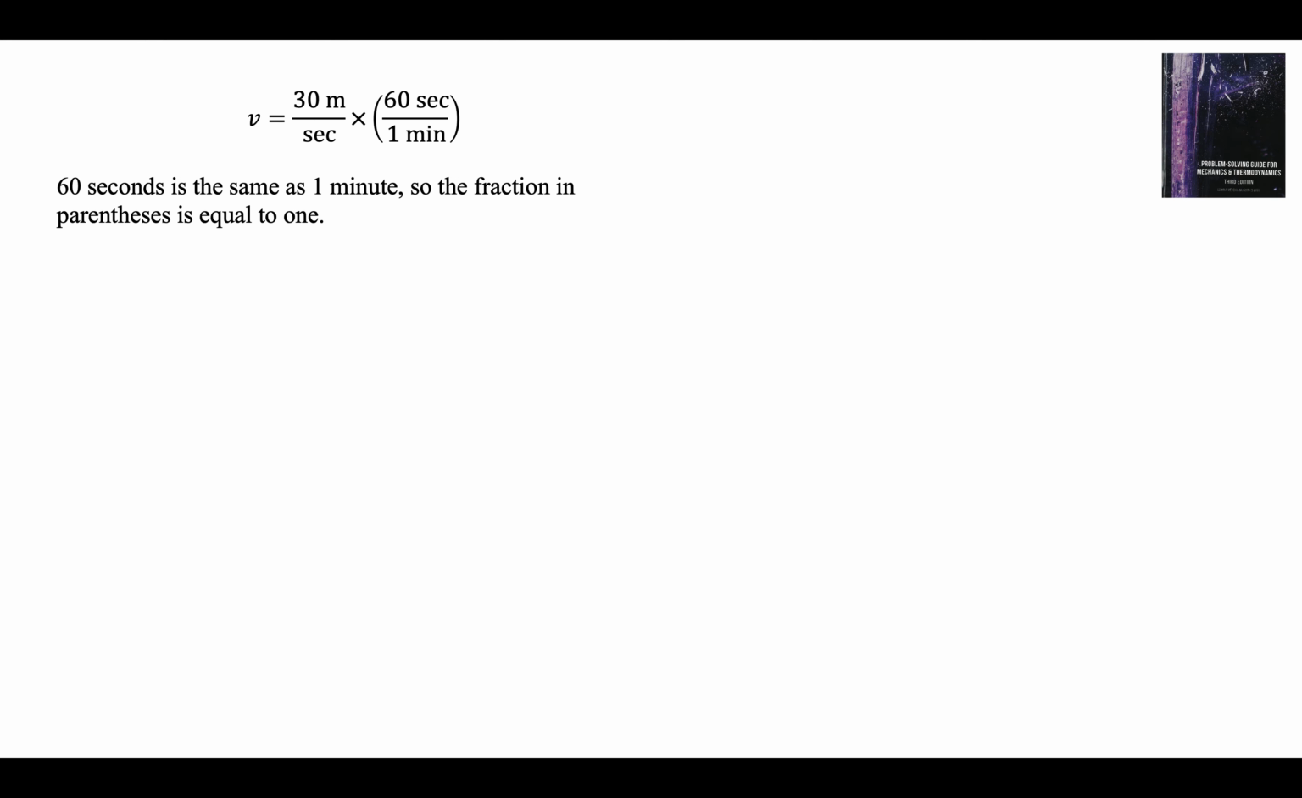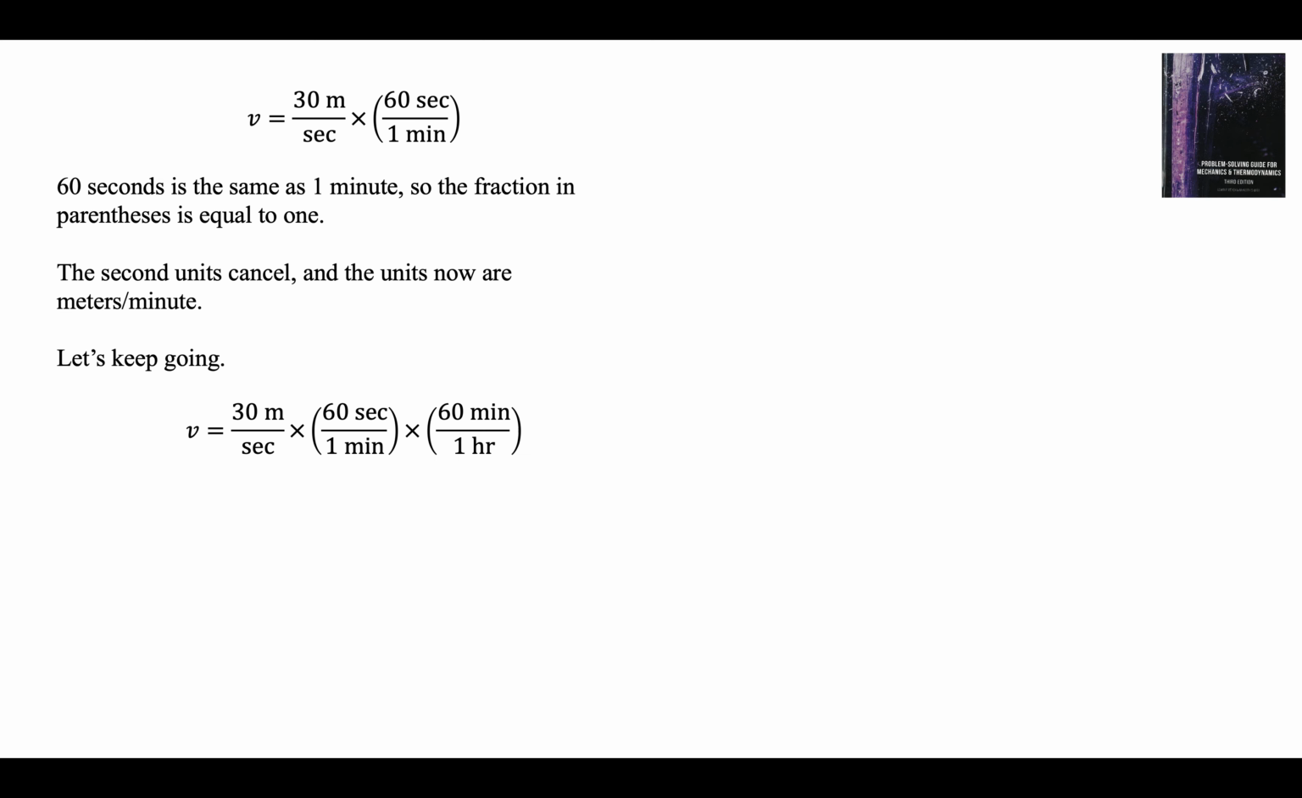The fraction in parentheses is equal to 1. 60 seconds is the same as 1 minute. When the numerator is the same as the denominator, the fraction is equal to 1. So let's do it again. We have minutes per hour. There are 60 minutes in 1 hour. The minutes units cancel, the second units cancel. We now have meters per hour, which is 108,000 meters per hour.